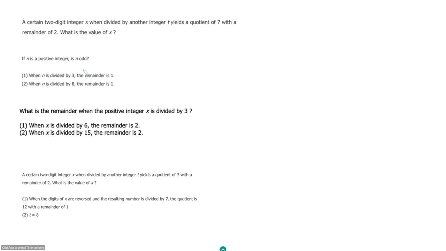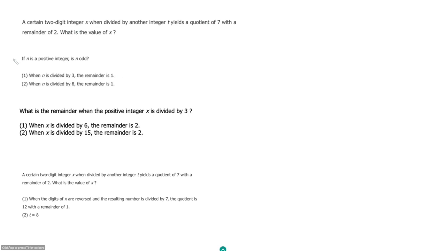And the point here is not to actually do these problems now. I just want to read them so that you can see that they all sort of sound the same. They all have the same rhythm to them. And so this first one says a certain two-digit integer x, when divided by another integer t, yields a quotient of 7 with a remainder of 2.